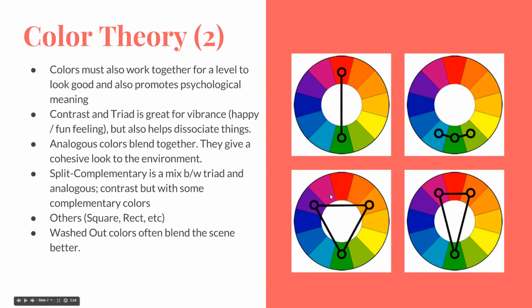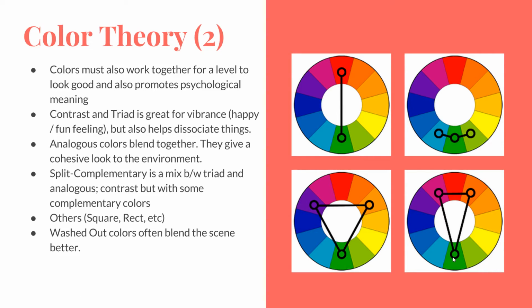Triad, which you can see over here, this triangle, gives the same sort of idea. It gives contrast and vibrancy. Analogous colors, as you can see here, blend in together. They look nice. Like you can see them in the sky and then the grass. It blends in together well. Split complementary. Well, basically, it's a blend between the two. You can see analogous colors, but then you can see also a contrast.